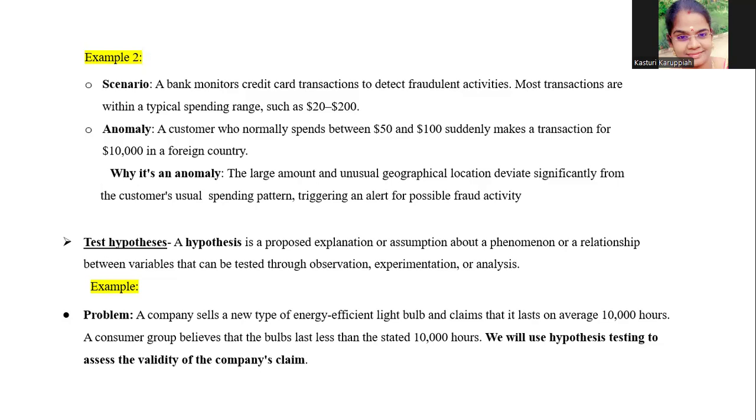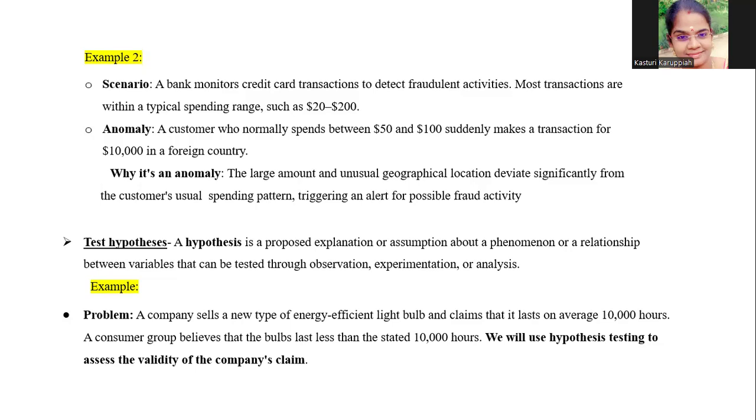And what is the error here? The large amount is unusual, and that too in an unusual geographical location, deviating significantly from the customer's usual spending pattern, triggering an alert for possible fraud activity. Therefore, to identify fraudulent activity, we can also use spotting anomalies. And for that purpose, we need EDA, exploratory data analysis. Fine. What is the third one?